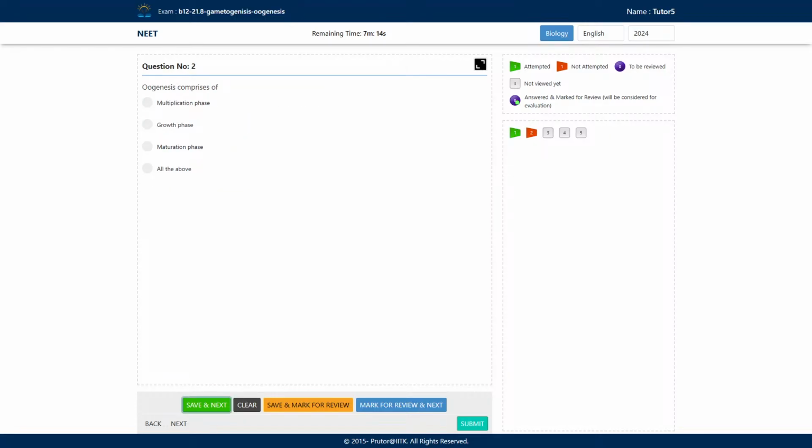Next question: oogenesis comprises of multiplication phase, growth phase, maturation phase, and all of the above. What will be the correct answer here?